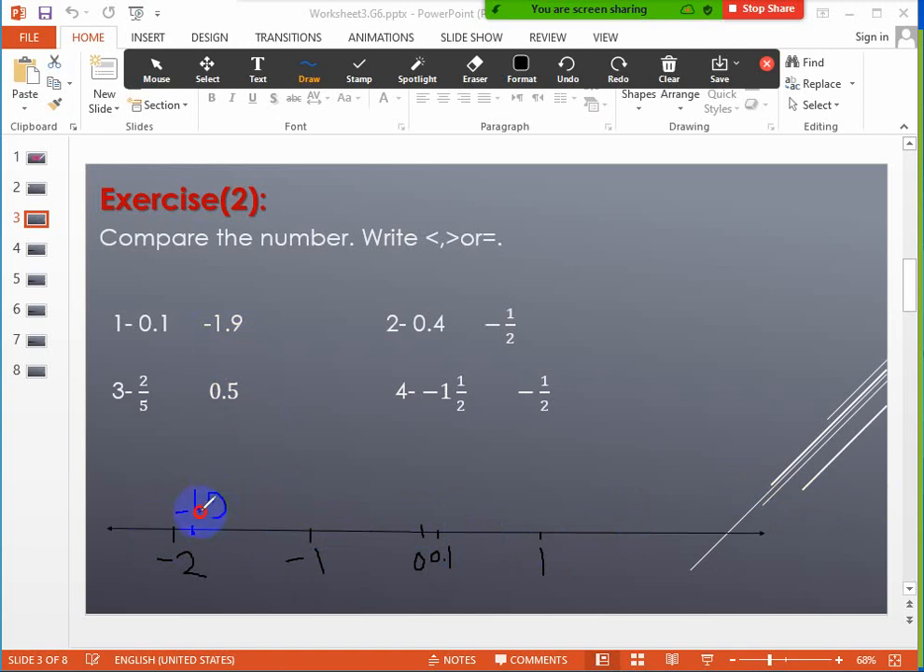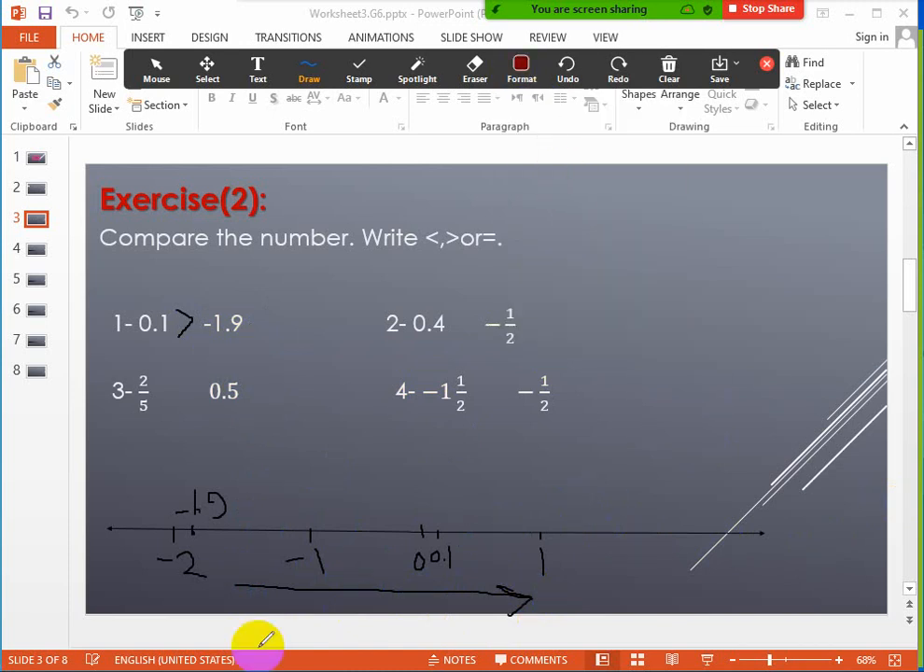Now which one is the greater? Very good. And here no need, when you have a negative and positive number, actually no need to draw the number line, because of course the positive rational number is greater than the negative rational number according to the direction. You remember the direction for the greatness? Now let's see the second one, 0.4 and minus 1 over 2.